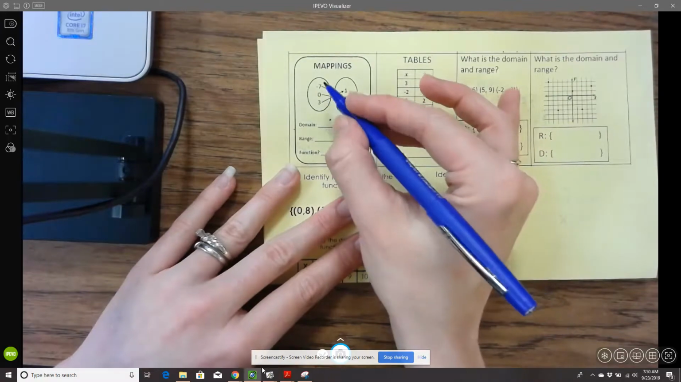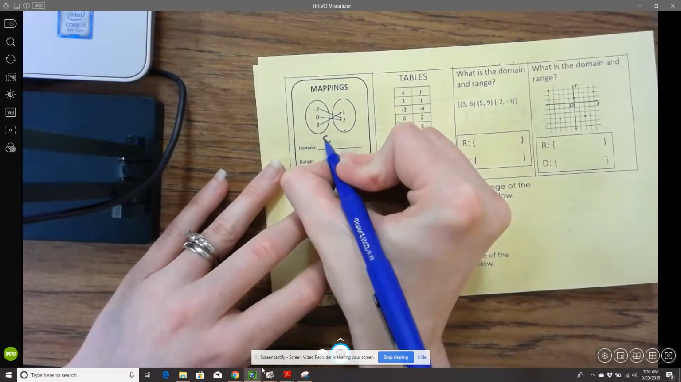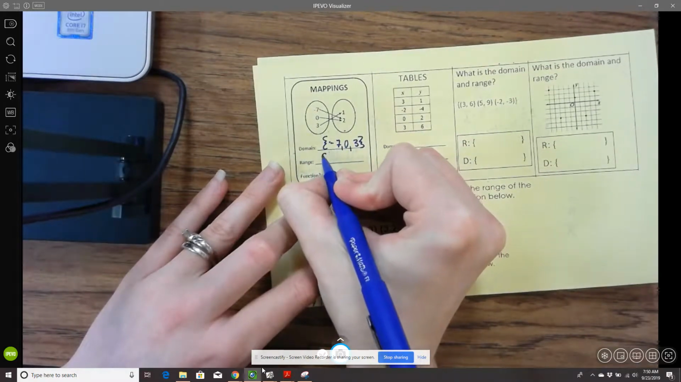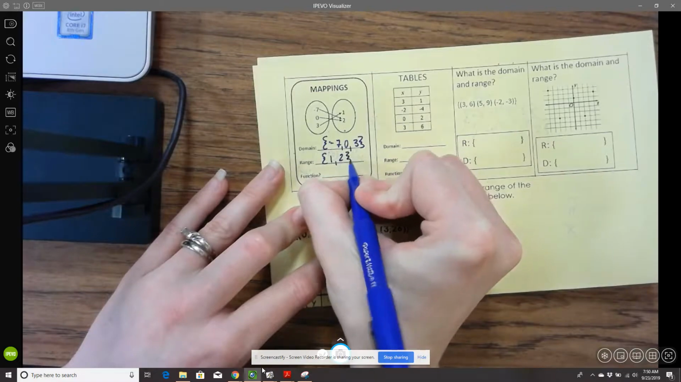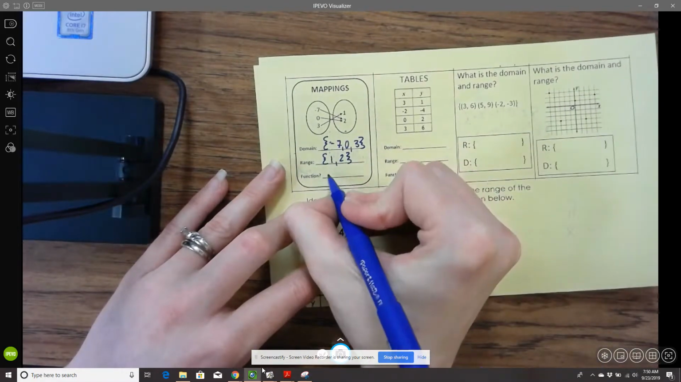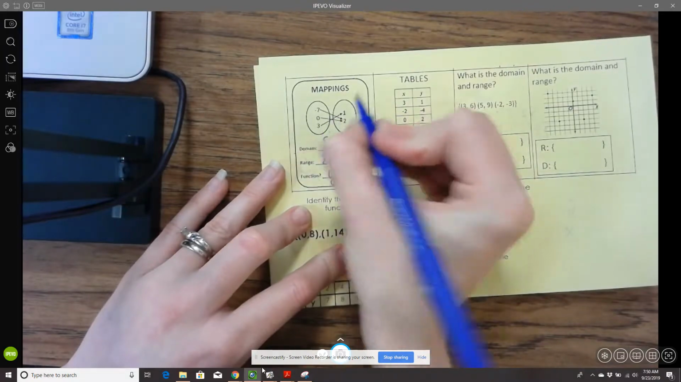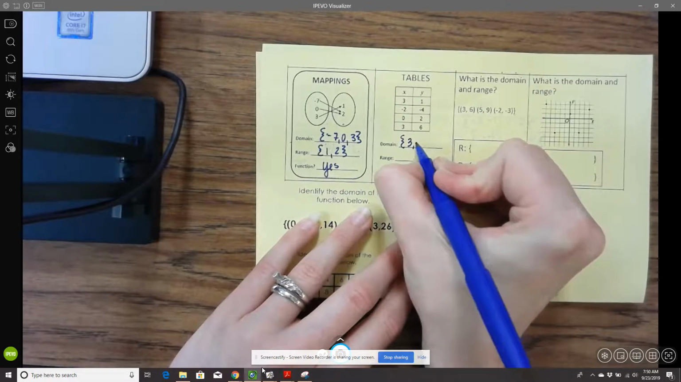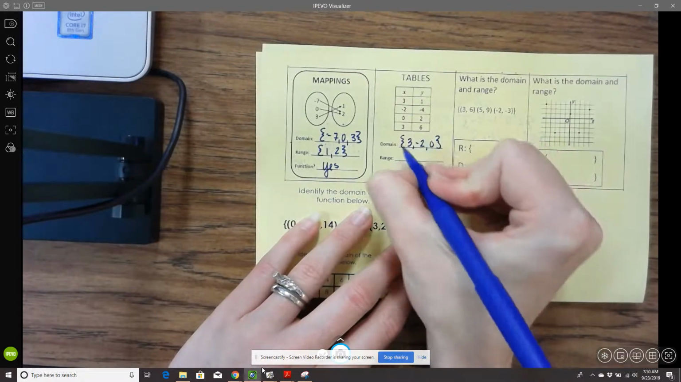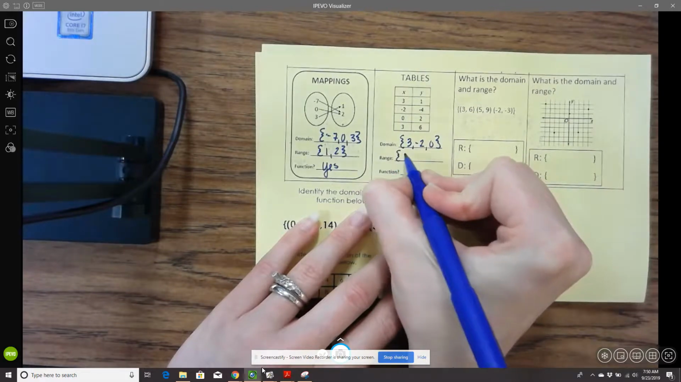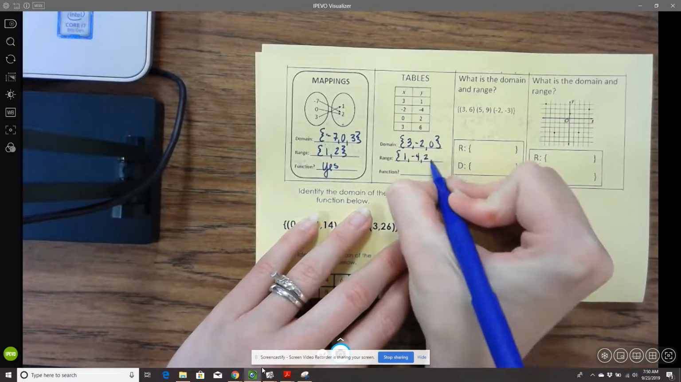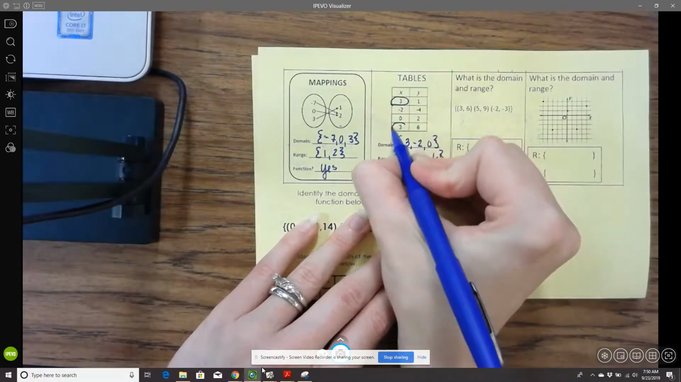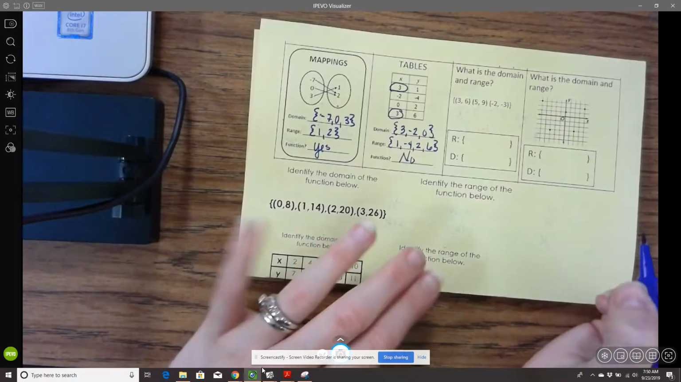All right, so with a mapping, again, our domain is going to be our x values, and our y, or our range, is going to be our y values. So yes, this is a function because each x only has one arrow going from it. So on this one, our domain would be 3, -2, 0. Again, you can stick these in numerical order. And our range would be 1, -4, 2, and 6. Now this one is not a function because of these 3's. So this is not a function.